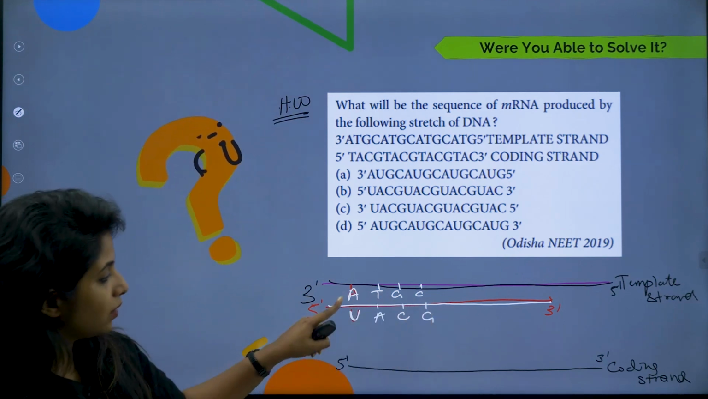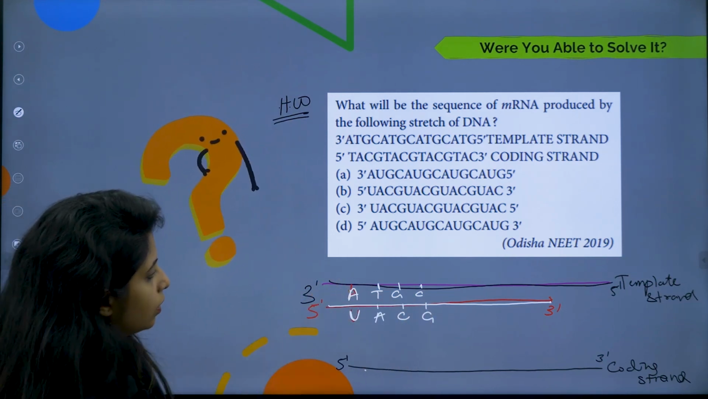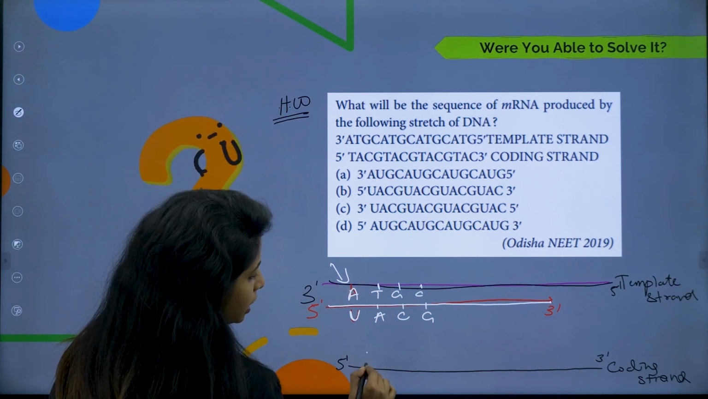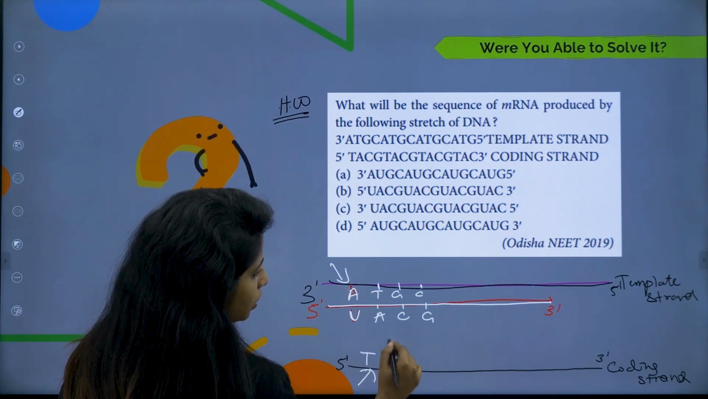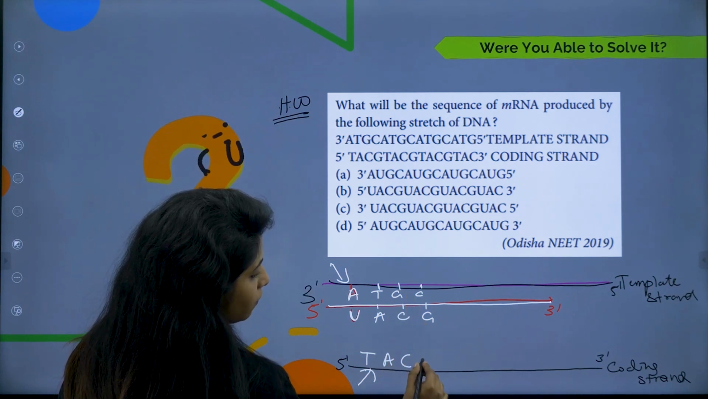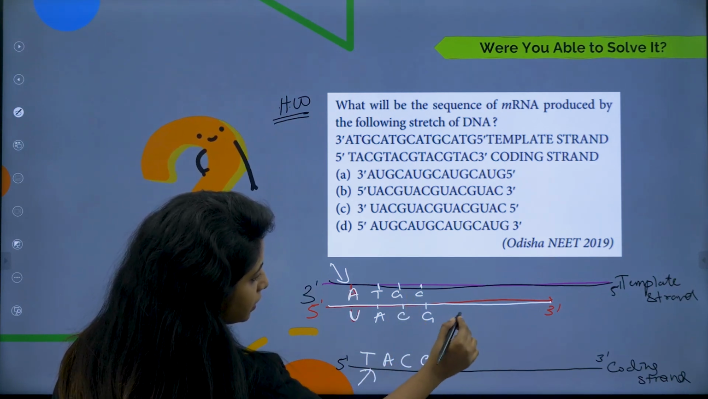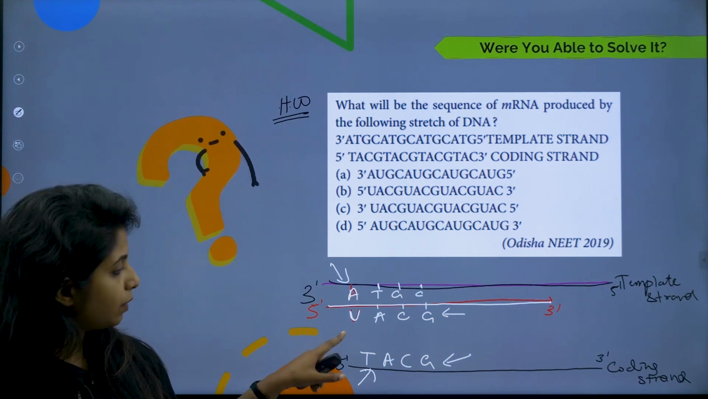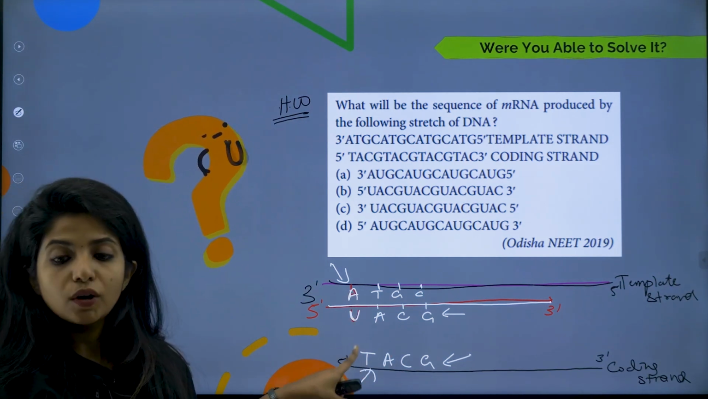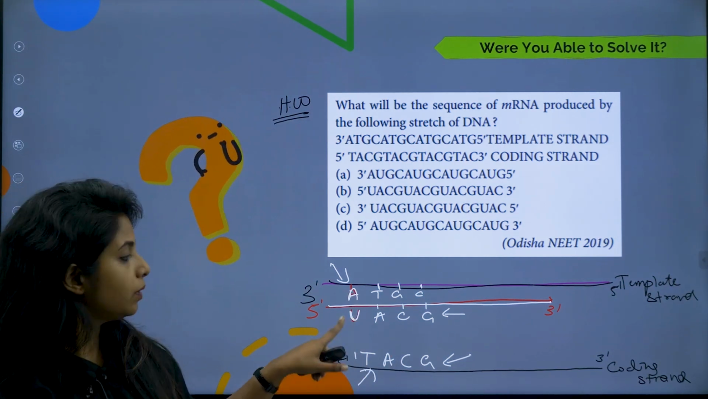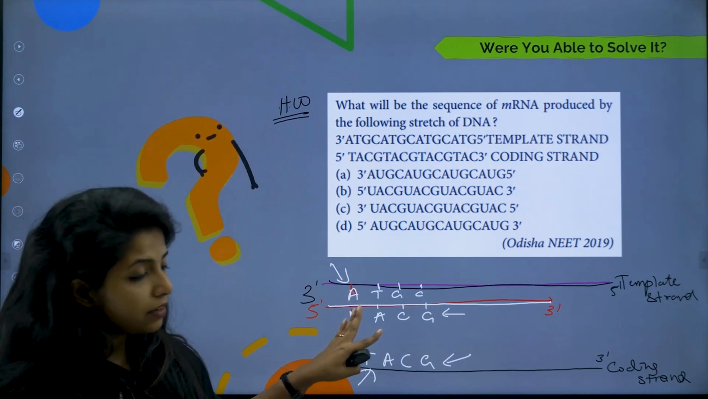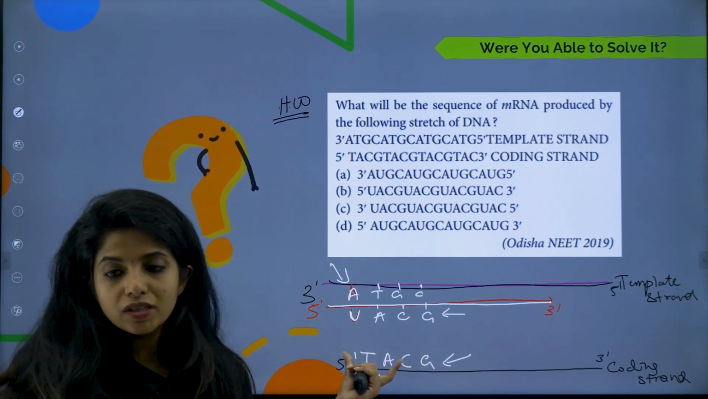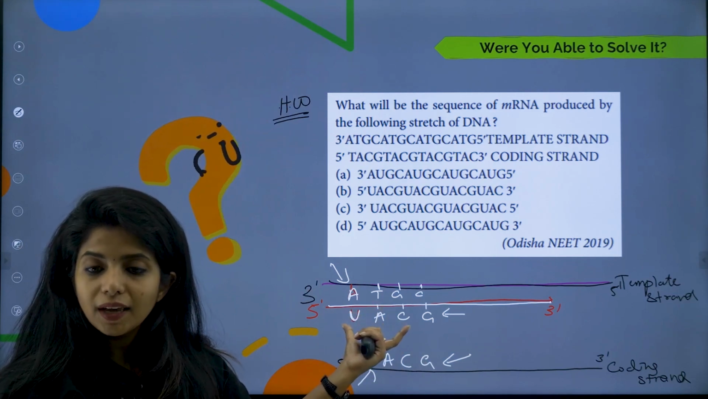Now, think about these two strands: this strand and this strand were complementary to each other. So A will have T over here, T will have A, G will have C, and C will have G. Doesn't this and this seem similar to you? Except that this has U and this has T, because DNA has thymine, whereas RNA has uracil. Rest everything is the same. So can't we just say whatever is there in the coding strand is the exact thing that you get in the mRNA?